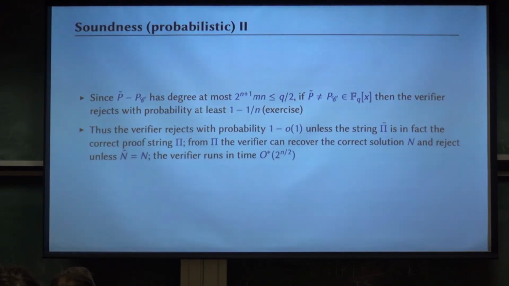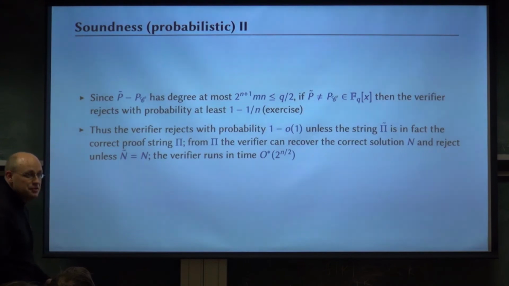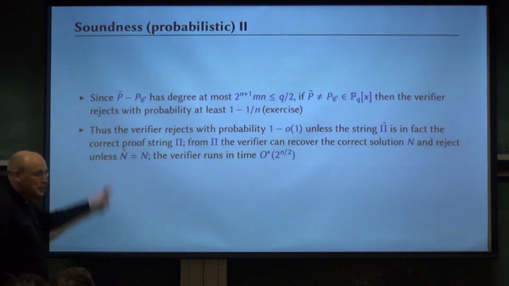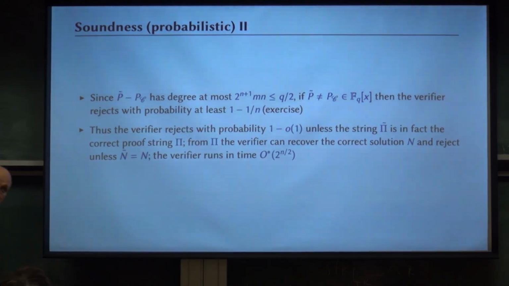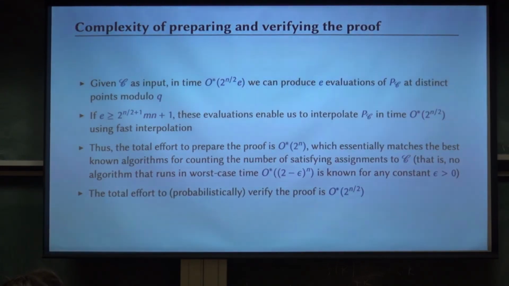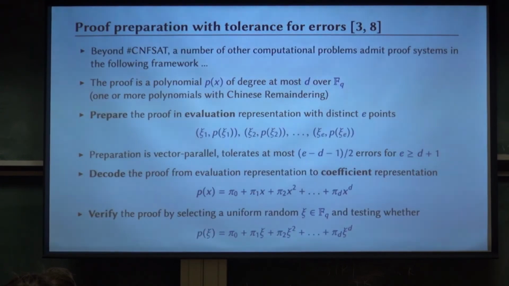All right, so now I think we are done. We have a proof system with probabilistic soundness. Verification is substantially faster than solving the problem with the best known algorithm. Proof preparation is not too difficult either compared with the best known solution algorithm. There are many things about this that we can like. This recalls what we have already covered. So let's look at the tolerance for errors.